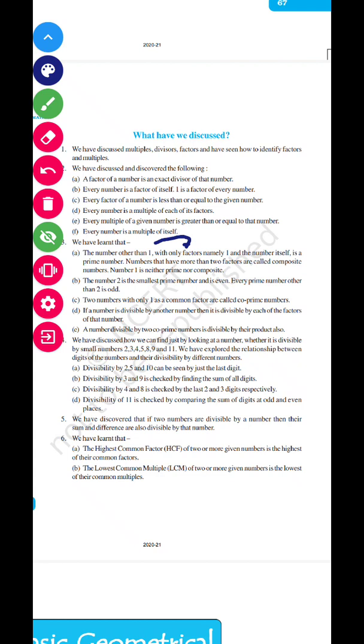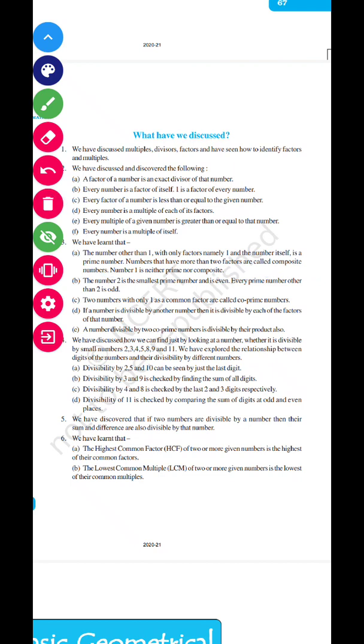Now look at the next topic, this one. The number other than 1 with only two factors, namely 1 and the number itself, is a prime number. So prime number means there will be only 2 factors, one is 1 and another one is the number itself. And the numbers that have more than 2 factors are called composite numbers, and 1 is not prime, not composite. 1 will not be in any of that.